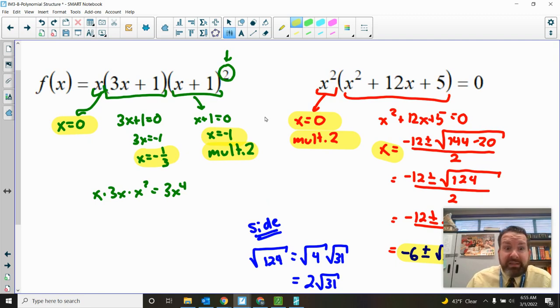Just out of curiosity, I'd like to do a similar discussion here. If you multiplied your front terms together, you just end up with x to the fourth. So this is a fourth degree polynomial that would have rising end behavior on both sides.